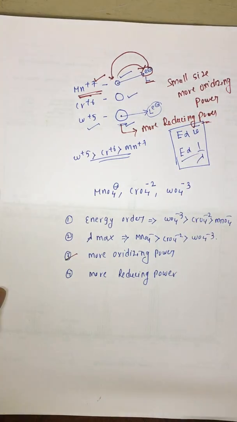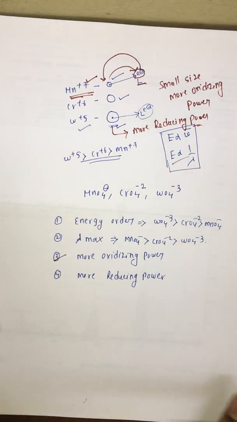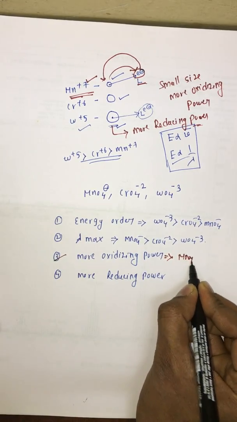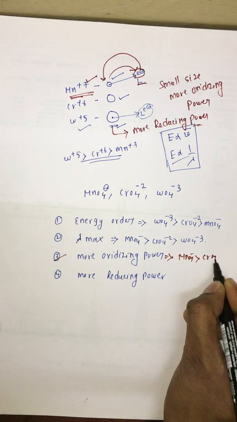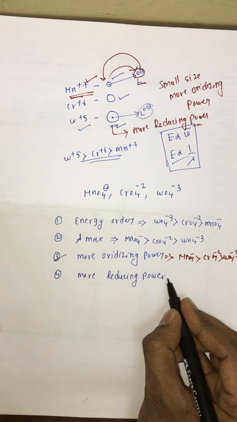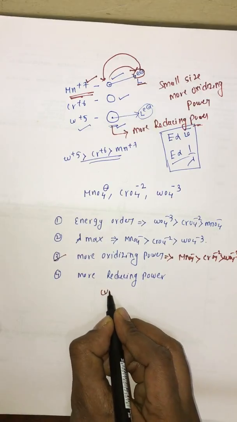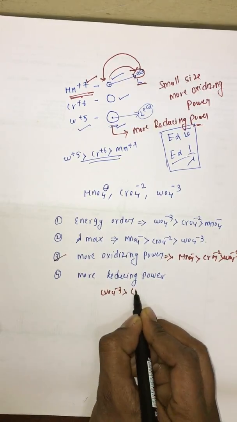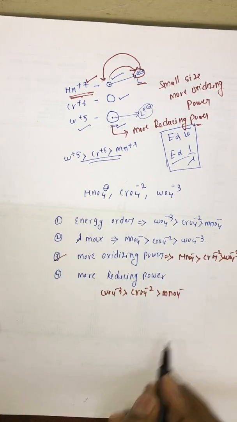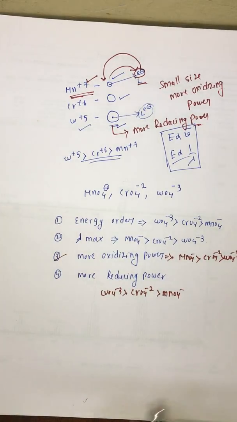This is very important. According to that, the more oxidizing power will be MnO4 minus, then CrO4 minus 2, then VO4 minus 3, and the reducing power will be opposite: VO4 minus 3, CrO4 minus 2, MnO4 minus. This kind of question is frequently asked from the examination point of view.